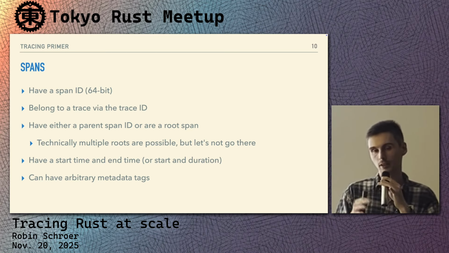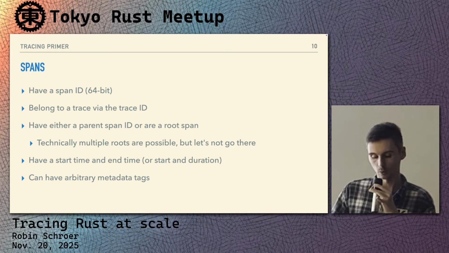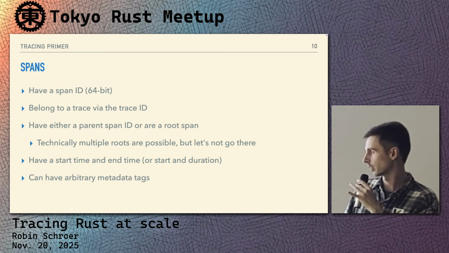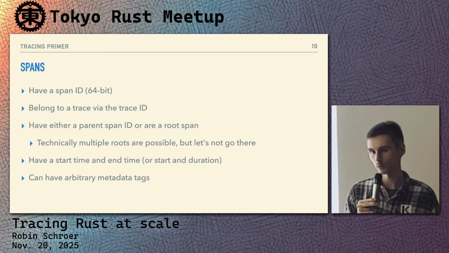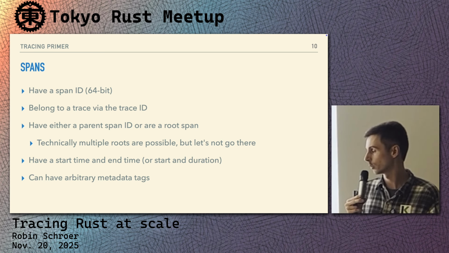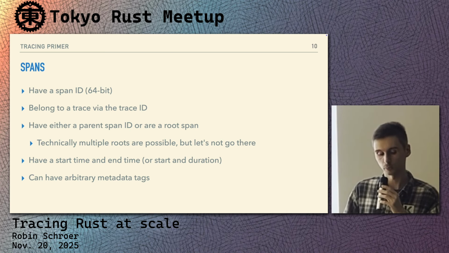And then we can lay them out on our time axis somehow. They also have a start and end time, or they might have a start and duration, depending on the implementation. But most importantly, they have arbitrary metadata tags, and that's where we get most of the value from, because we can attach whatever we want to each individual span.